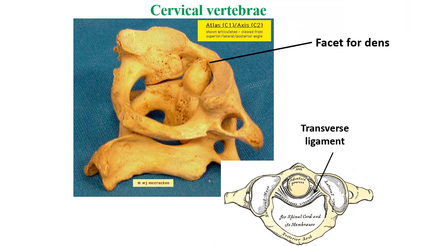So when you put them together, look, C1 is up here, and this is a facet for the dens right there. And then C2 is right here with the dens right over there. You can imagine this is really with ligaments that are going to keep this together. So C1 sits on the C2.